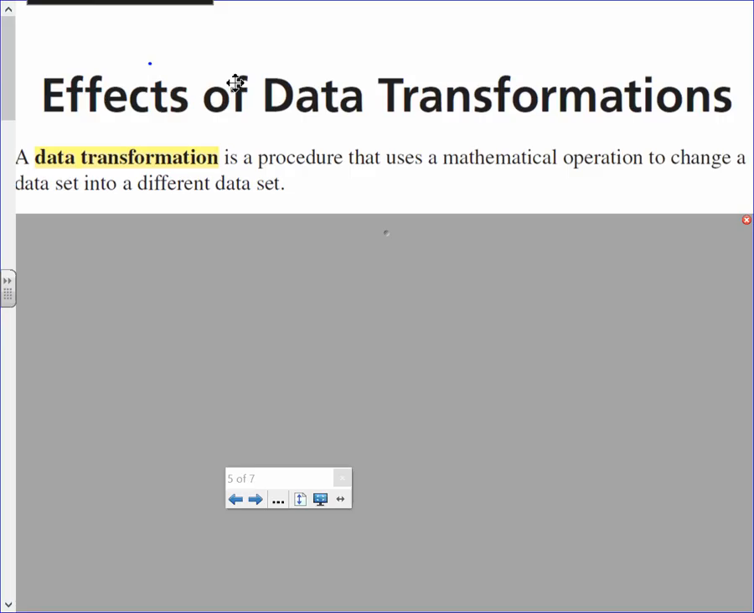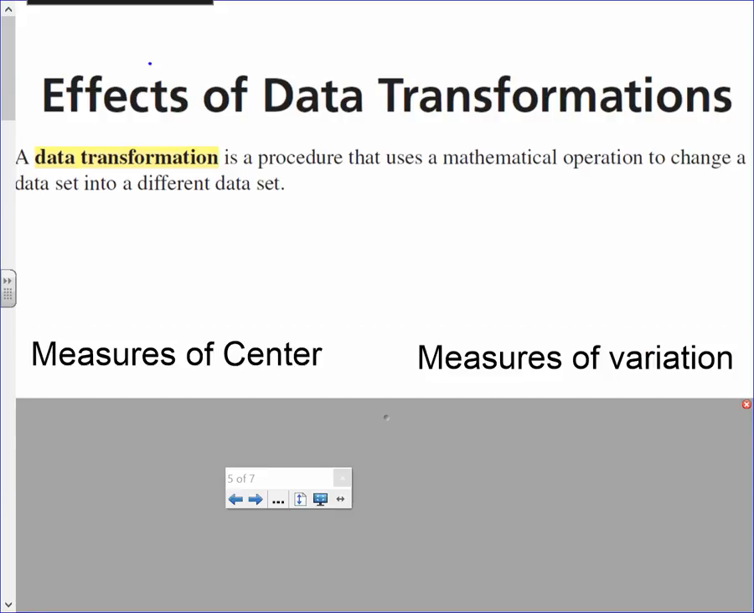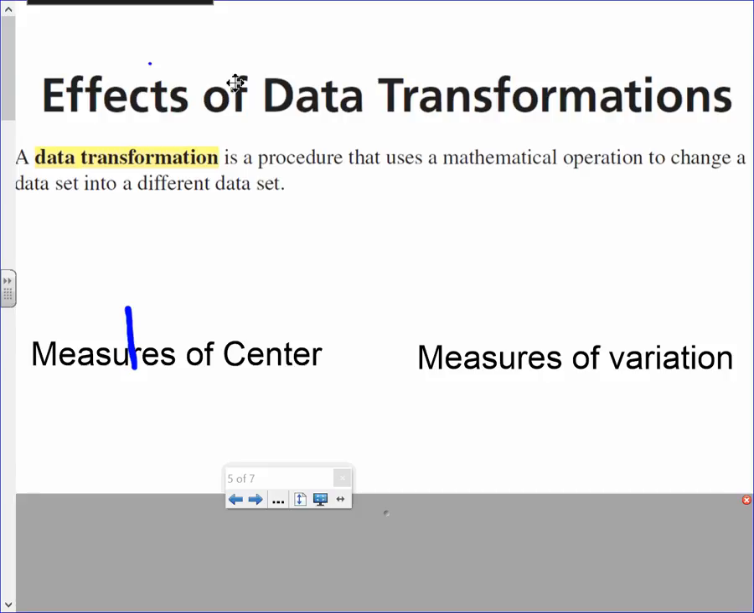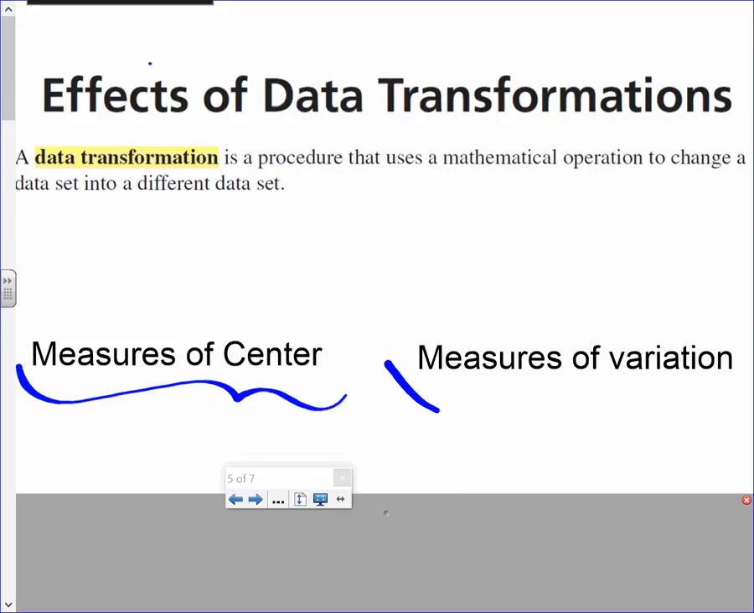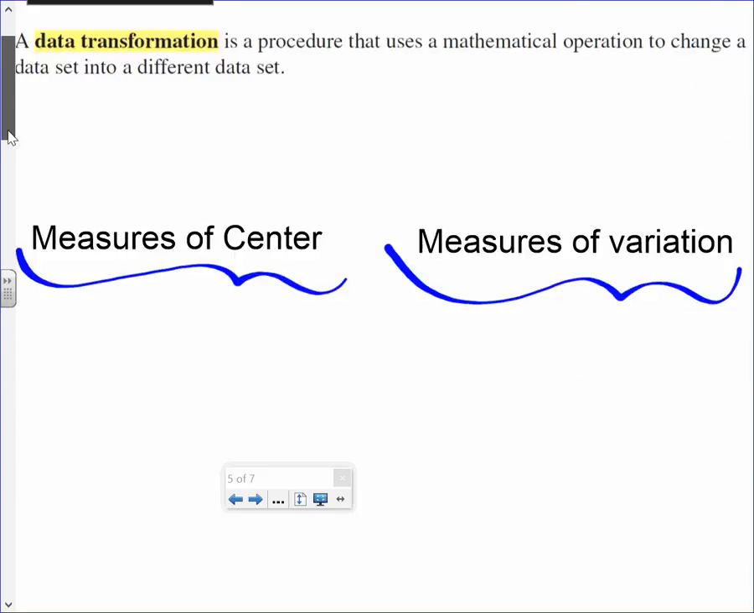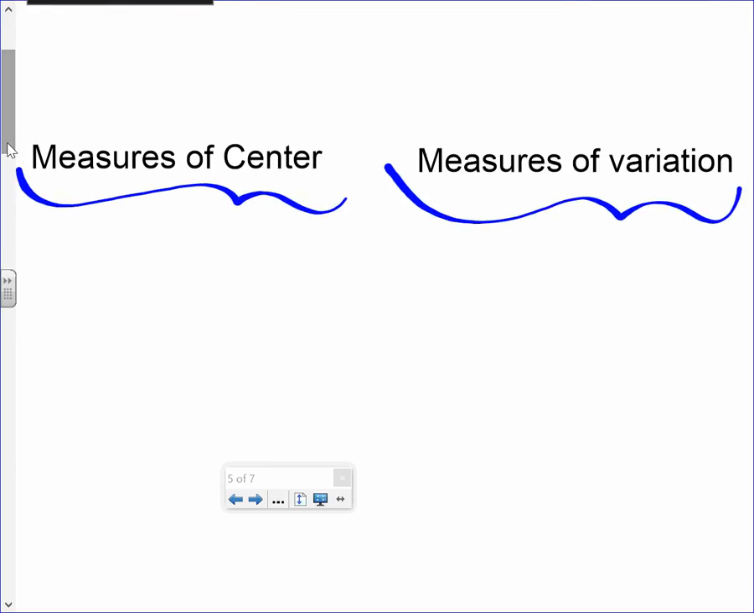So, before I give you an example of how to transform data, let's quickly review. Write measures of center and then measures of variation. Let's review this one more time. What are the three measures of center? Can anybody tell me, lest you make me cry? Hit it, Ms. Wattis. The three measures of center are, go ahead. Nice, I'm going to write that down.